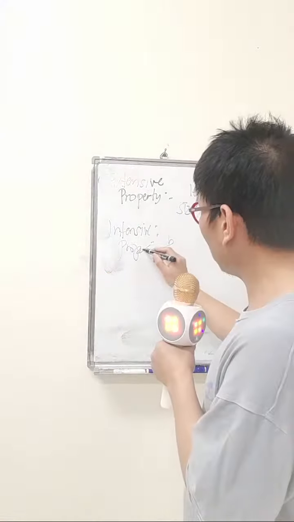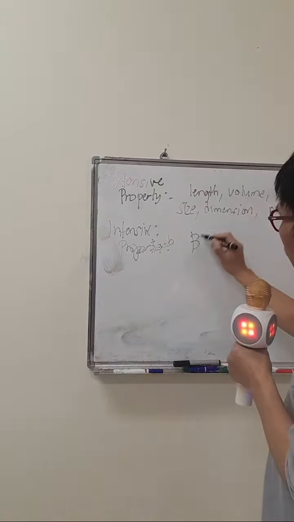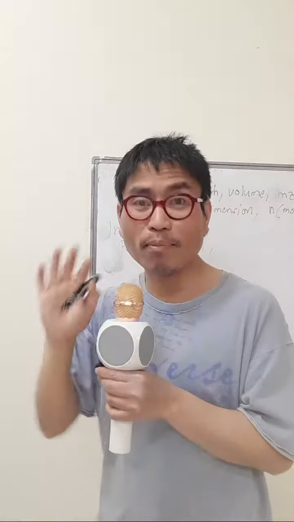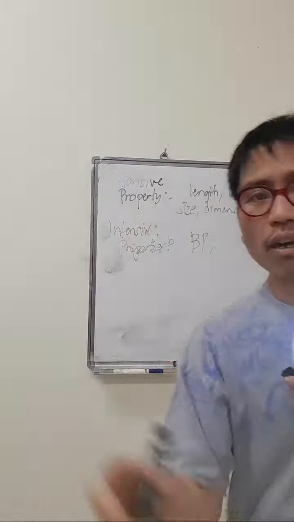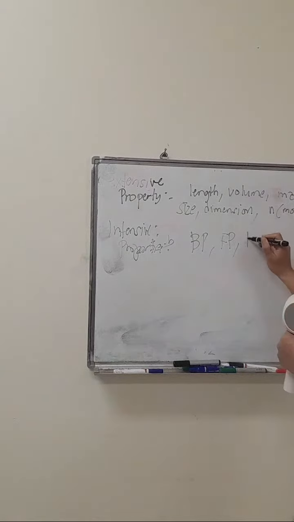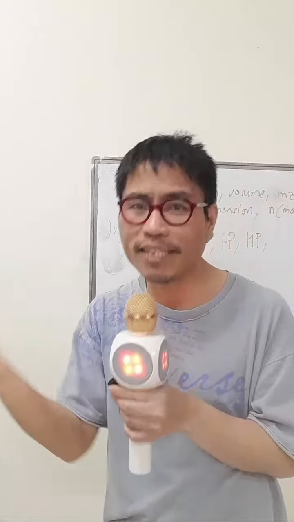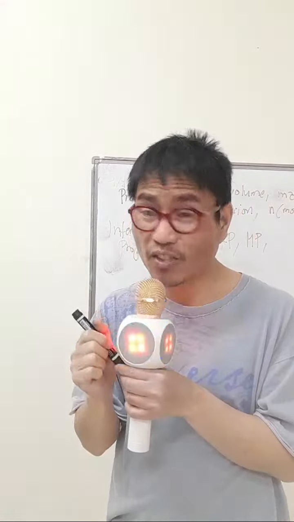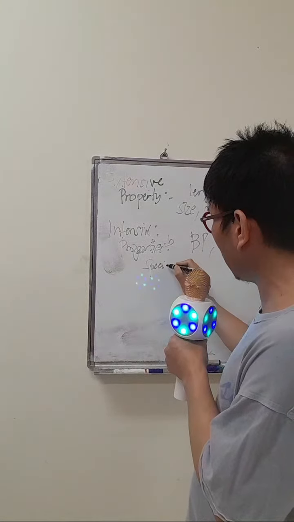So intensive properties: boiling point. I'll just put BP, not blood pressure, but boiling point. Then FP, freezing point. We have also the melting point. Heat capacity, the specific heat capacity of any substance, is also an intensive property. Specific heat capacity.